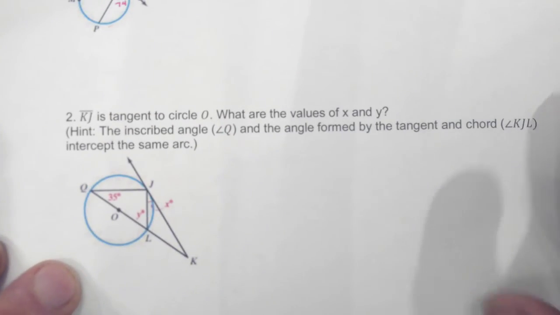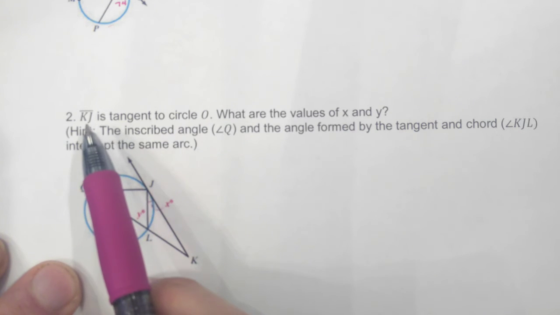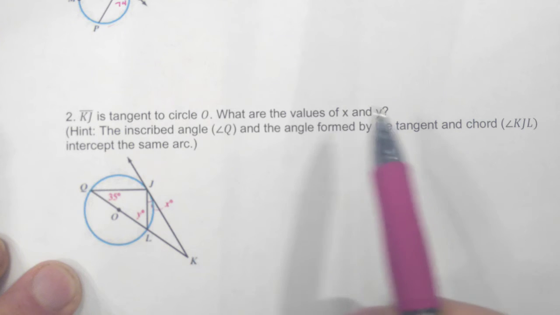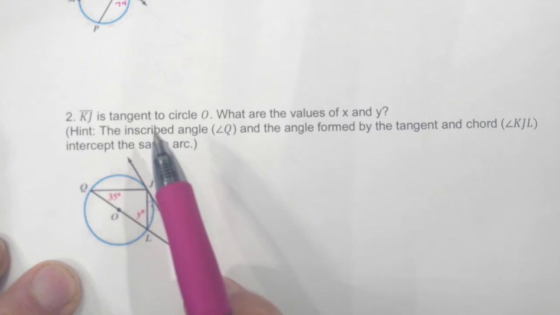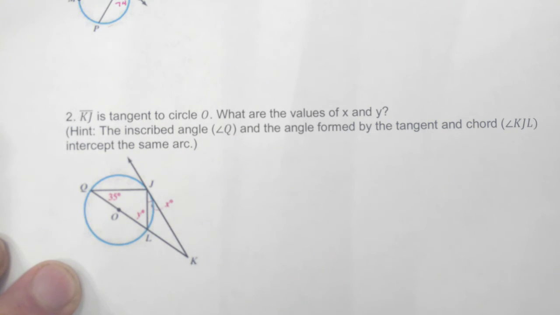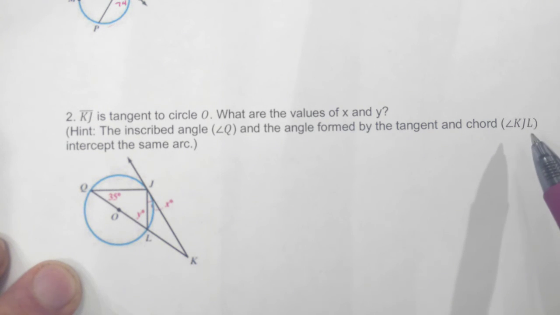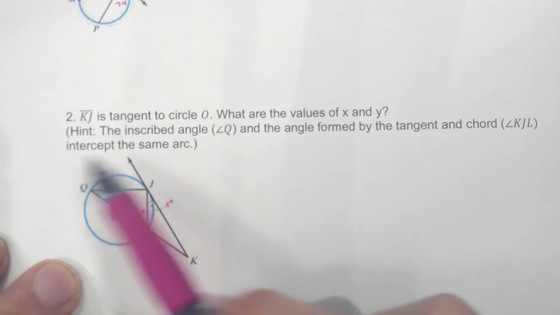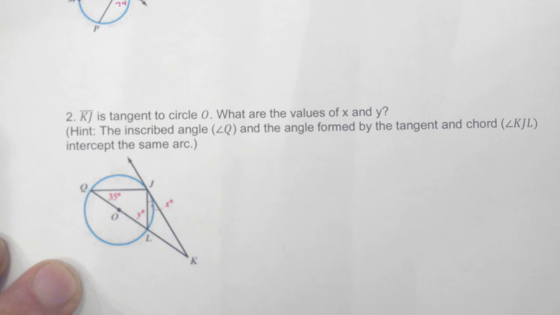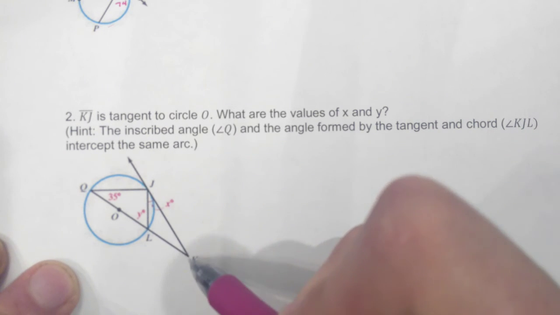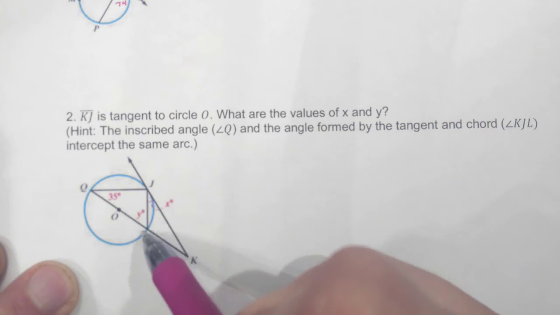All right, number 2 here, last one. It says segment KJ is tangent to circle O. What are the values of X and Y? They give us a hint. The inscribed angle, angle Q, and the angle formed by the tangent and chord, angle KJL, intercept the same arc. So that's a big hint there. So notice that.